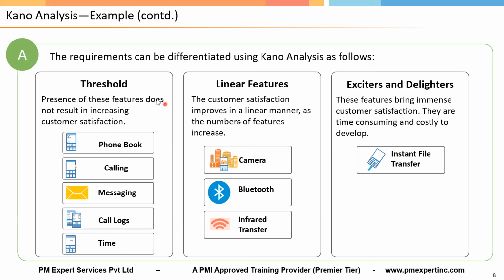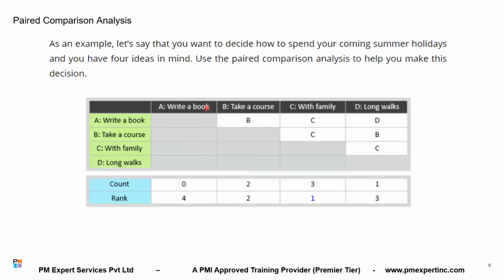Right? Now, let's go through some of the techniques which can be used to rank the individual requirements. One technique to rank the requirements in the product backlog is the paired comparison method. We'll do two examples on the paired comparison method. First of all, let me take a very, very simple example.